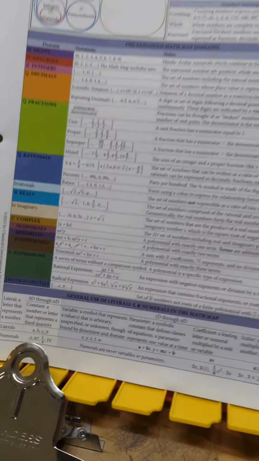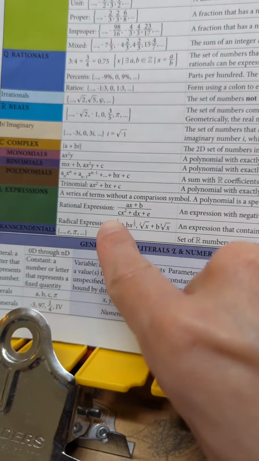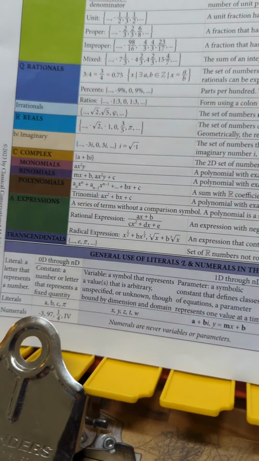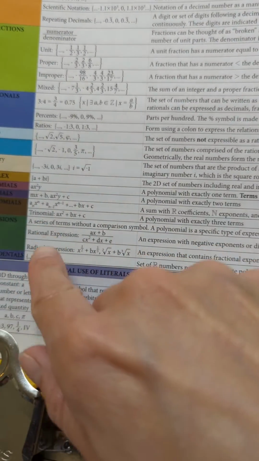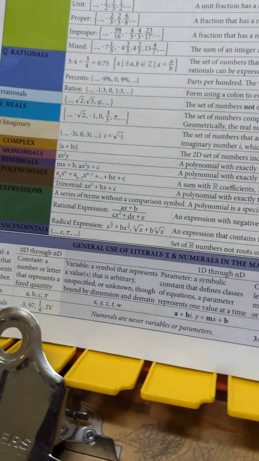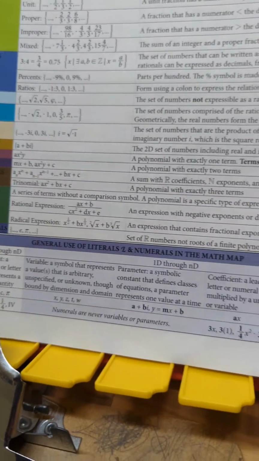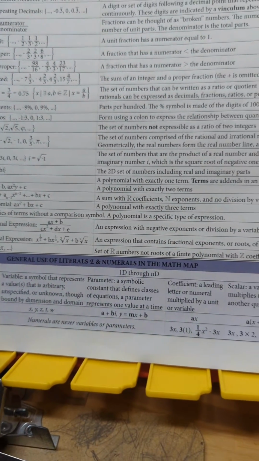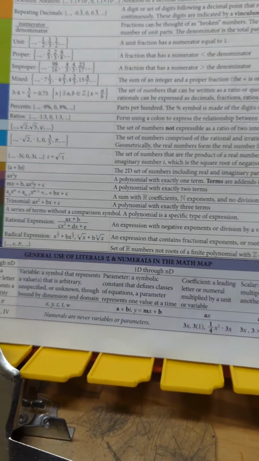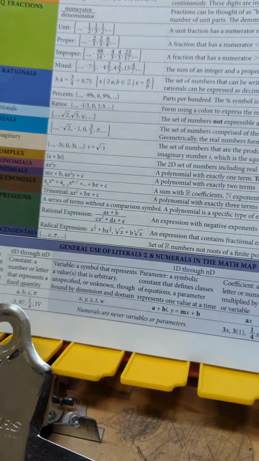Rational expression. Okay, so here we see that rational expression is under the domain of expressions. And it looks like there's a definition and then two types of expressions. So read that definition for me. A series of terms without a comparison symbol. A polynomial is a specific type of expression. Okay, and then we have two types of expressions, rational expression and radical expression.